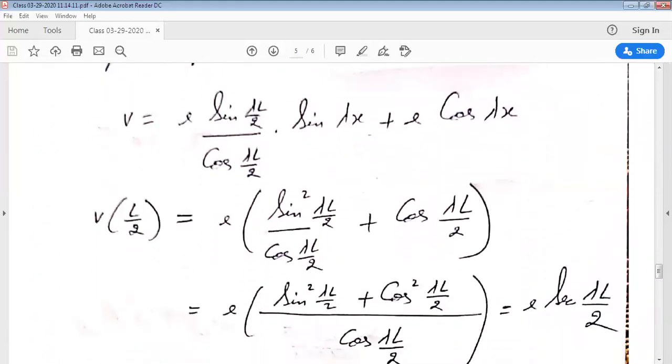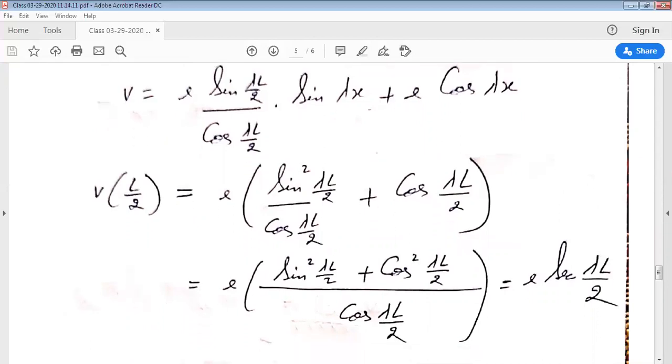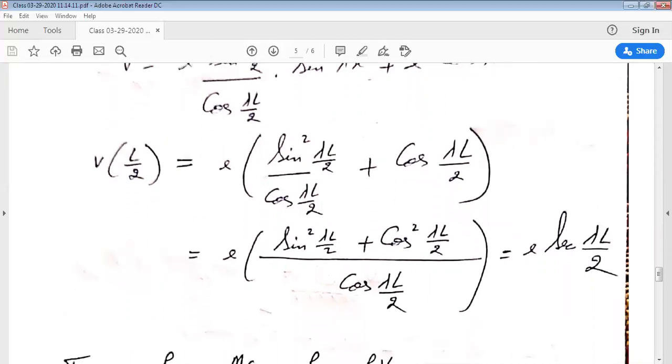Maximum deflection would occur at x equal to L by 2, and if we substitute x equal to L by 2 in the equation of the elastic curve, we get V at L by 2 equal to e [sine square lambda L by 2 divided by cos lambda L by 2 plus cos lambda L by 2]. And with certain mathematical manipulations, we can find that deflection at x equal to L by 2 is equal to e secant lambda L by 2.